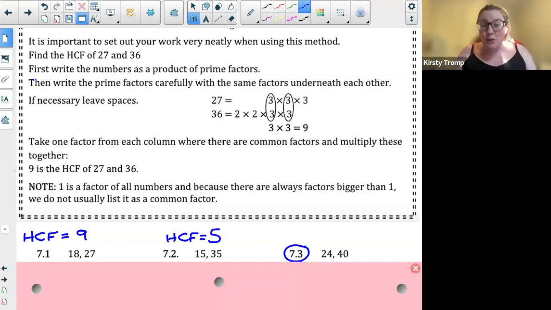Here, what were we looking for? We were looking for friends. So we were looking for the highest common factor. All right, the friends part of it.